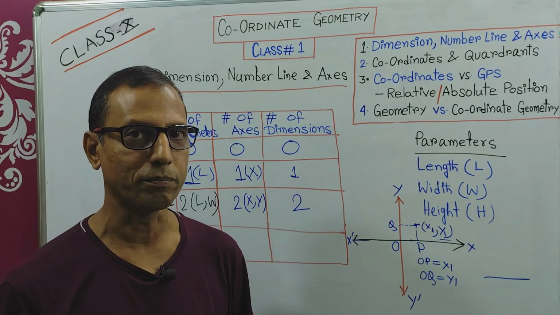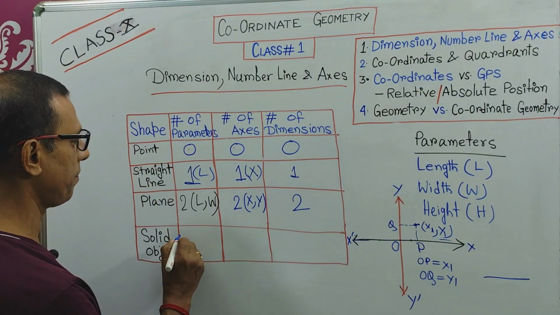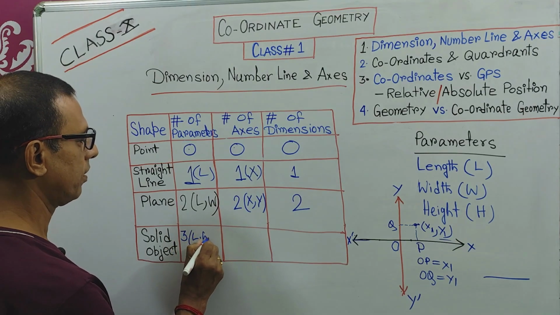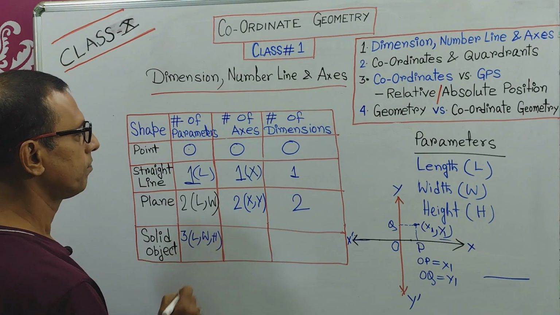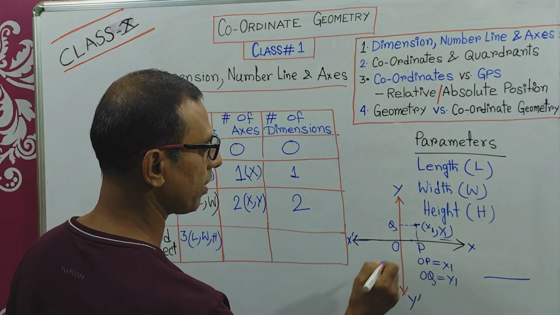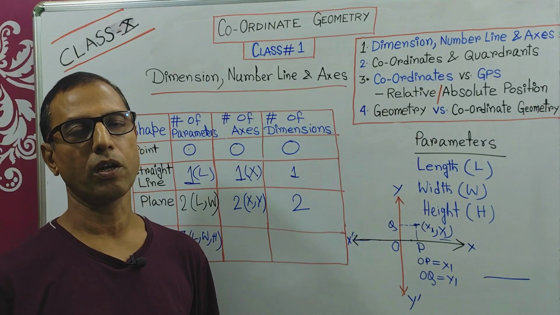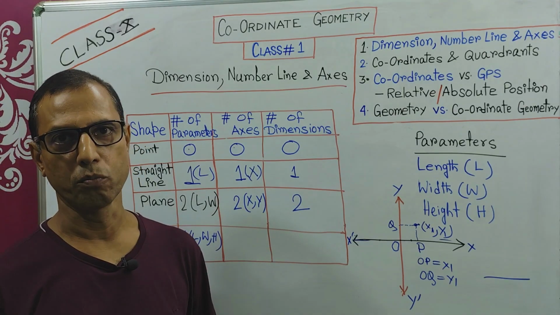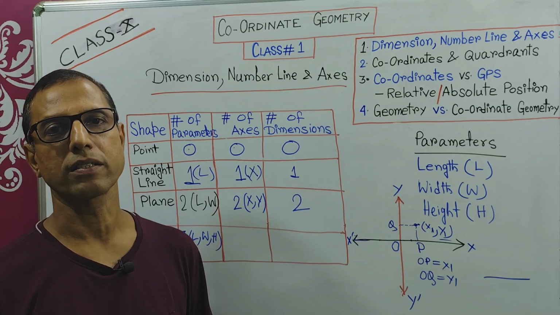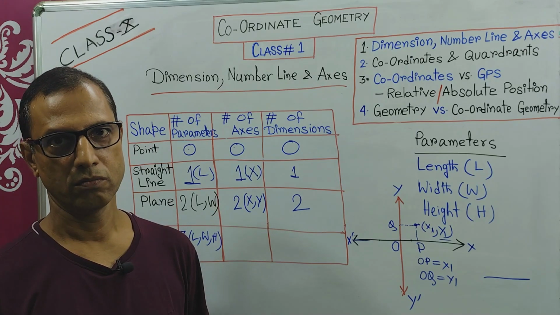Or any solid object. Why is it three dimensions? Because they have three parameters. What are the three parameters? Length, width and height. And what is the number of axes you need? You need 3 axes, if it is a plane, because you have multiple planes. You know, for a solid object, let's say for a room, right? For a room, how many planes does it have? It has a total of 6 planes, right?